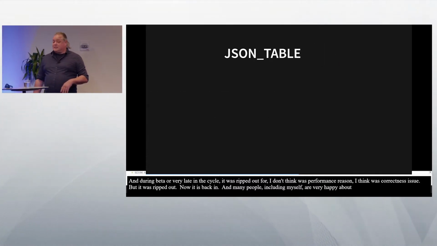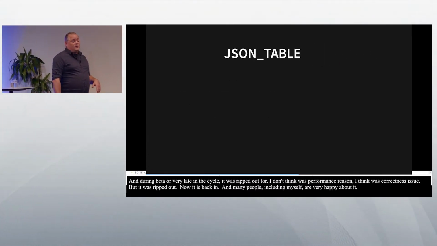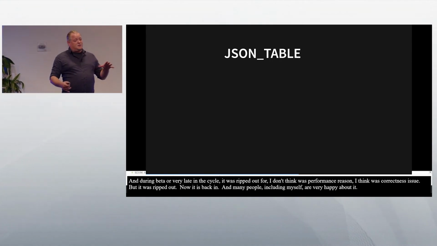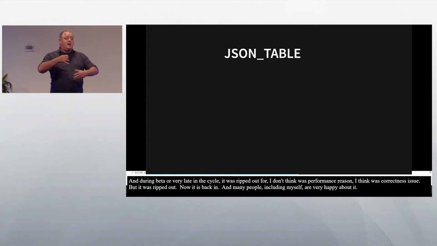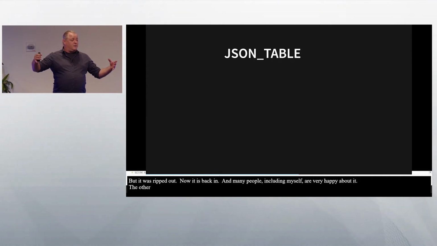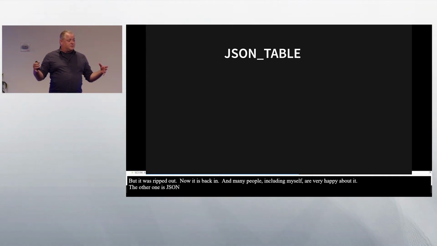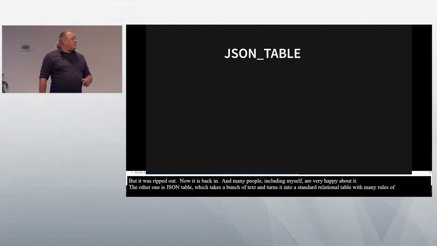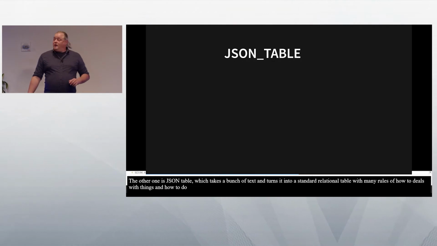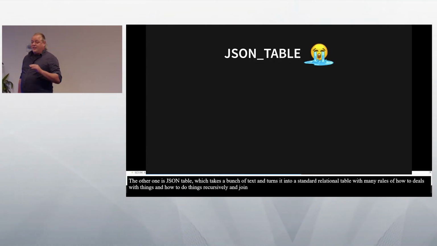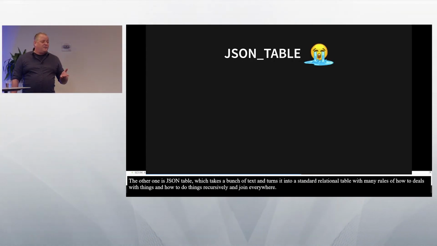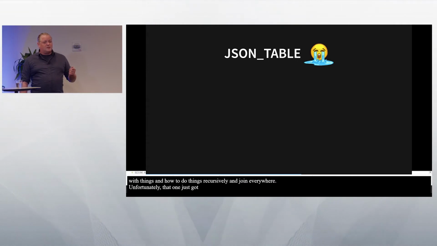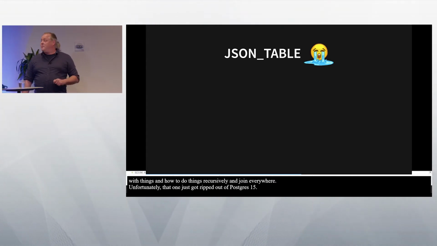The other one is JSON table, which takes a JSON document and a whole bunch of syntax and turns it into a standard relational table, with many different rules of how to deal with things, how to do things recursively, and join everywhere. Unfortunately, that one just got ripped out of Postgres 15. So I'm really hoping it'll be in 16, but for now it's not.